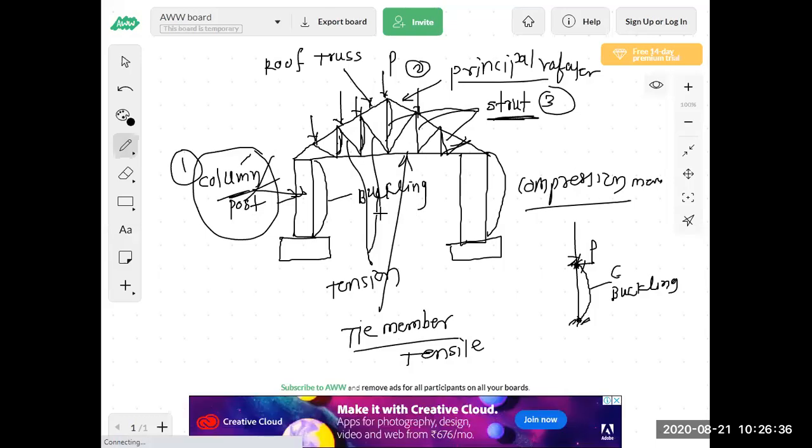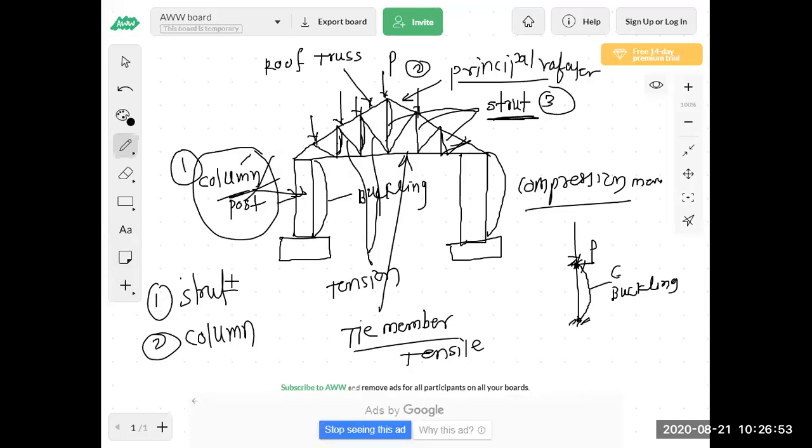And the second part is this vertical member as a column, and that we will design in the second part. So first we will design the strut, and second we will design the column. These two members, strut and column, we will design in this chapter. So the design procedure for strut and the design procedure for column, we will see and design in detail.